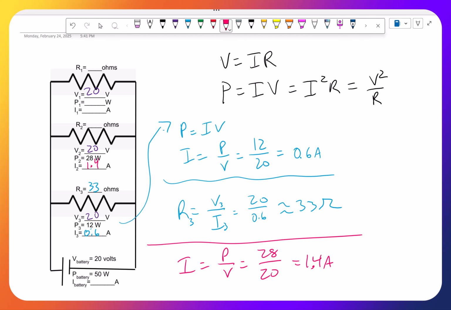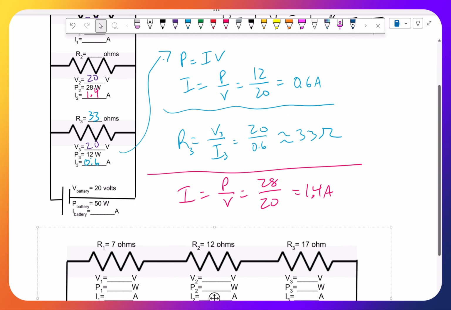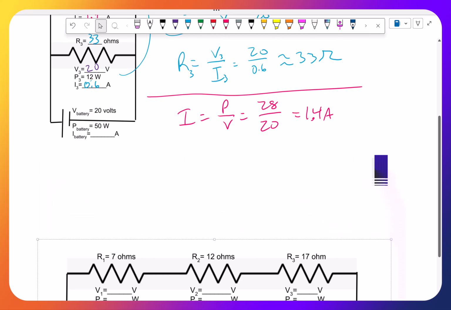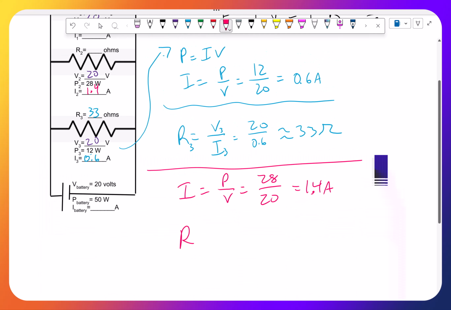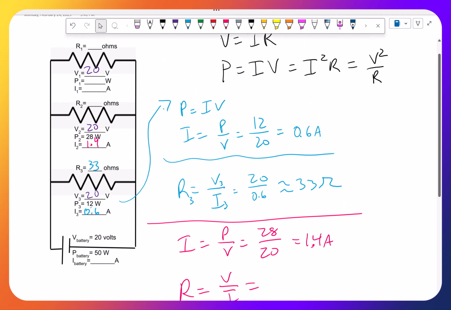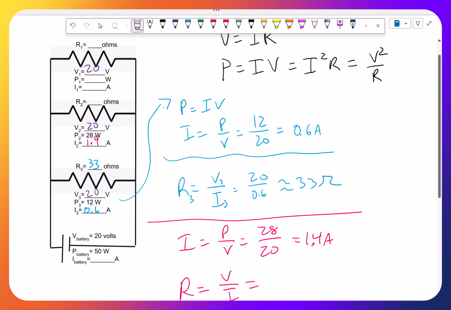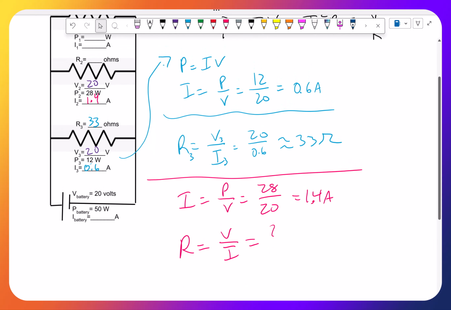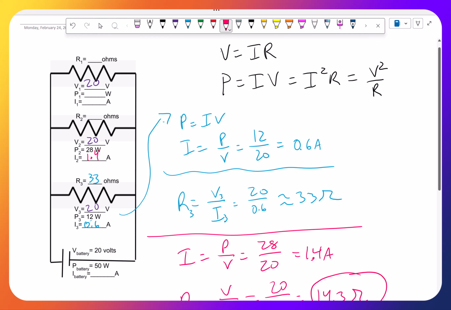Okay, and then I can get the resistance. So, using Ohm's law, the resistance is the voltage divided by the current. For this one, we know the voltage is 20 volts and the current is 1.4 amps. So 20 divided by 1.4 is about 14.3 ohms. There you go.